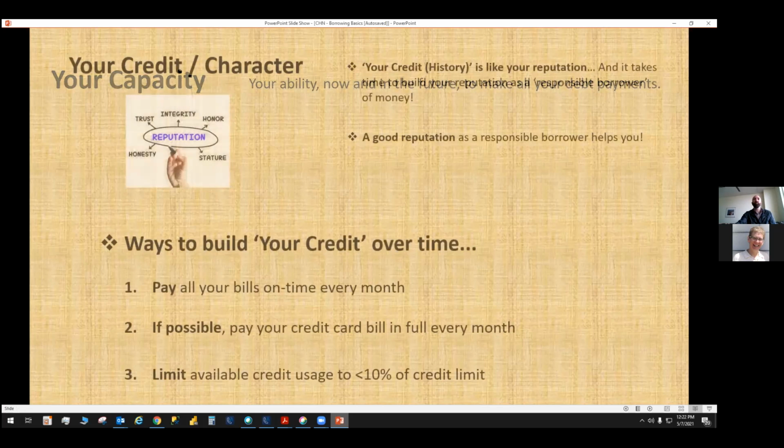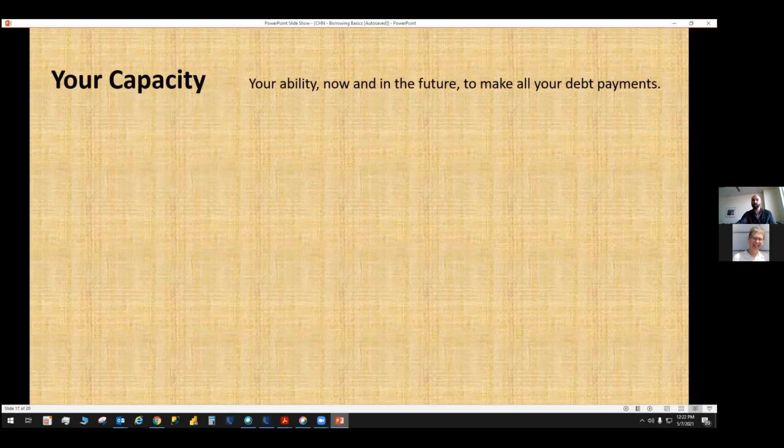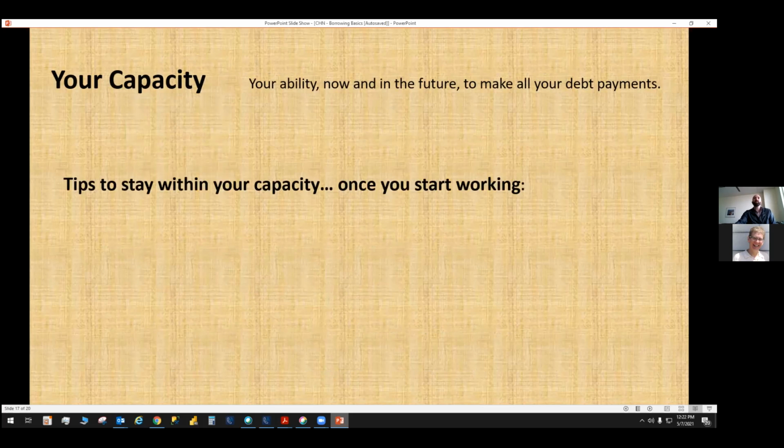And then if we back up a second, I said that the 2 determining factors were your credit and your capacity. Your capacity, very loose definition, is your ability now and in the future to make all of your debt payments on time, right? So tips for staying within your capacity once you start working. Steady employment. You earn an income, you get a paycheck every week, every 2 weeks, however your employer pays you. Have that steady income flowing in so that you can repay any debts that you have.